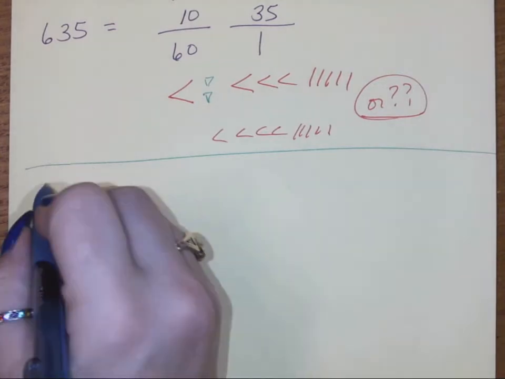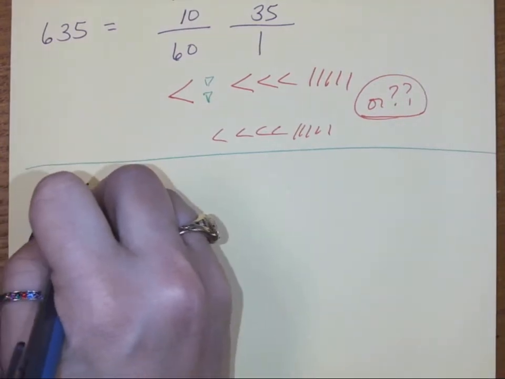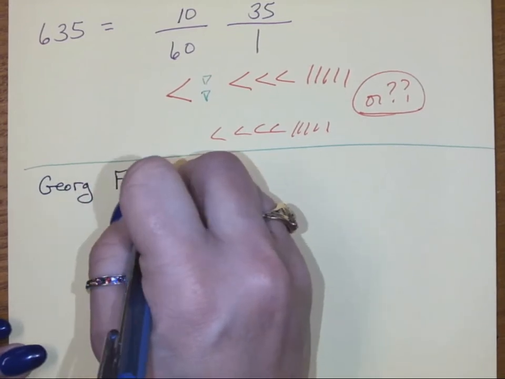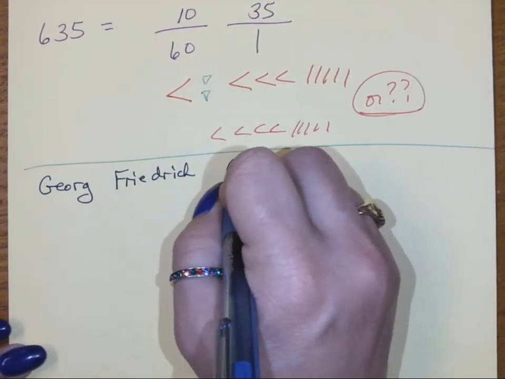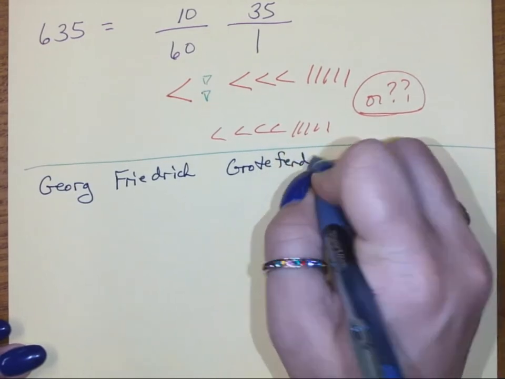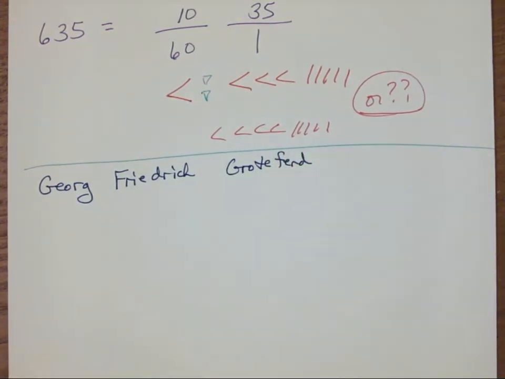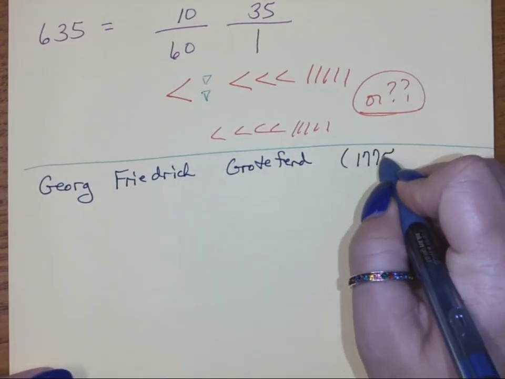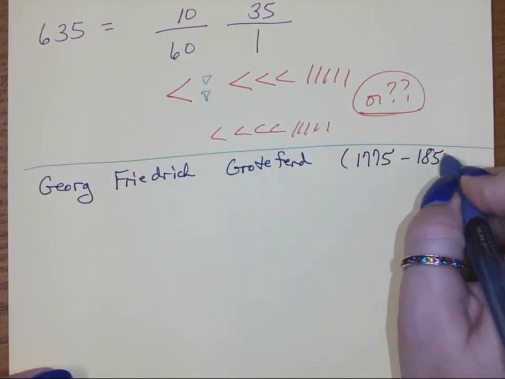Who did work with these? In your PowerPoint that I've loaded up, there's a lot of stuff in there that talks to you about different ones. I just want to talk to you about two. So this guy's name is George Friedrich Grotefend, and I'm pretty sure he was German. I'm not certain of that. His dates are 1775 to 1853.